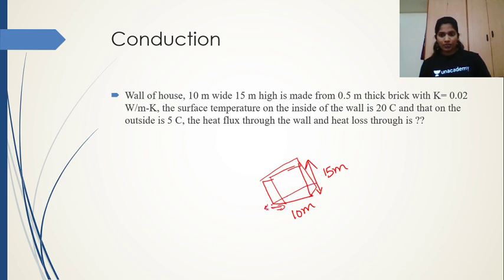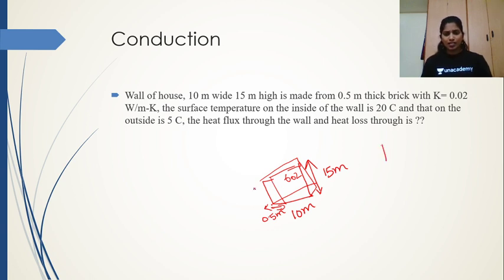So this is a 0.5 meter thick brick wall, and the thermal conductivity is 0.02 watts per meter Kelvin. The surface temperature on the inside of the wall is 20 degrees centigrade, and that on the outside of the wall is 5 degrees centigrade. Calculate the heat flux through the wall and heat loss through the wall. So this is very simple.